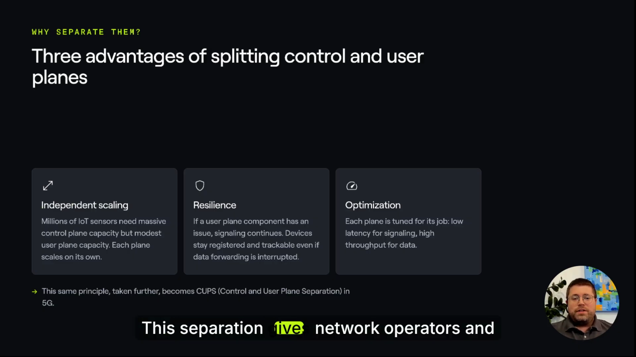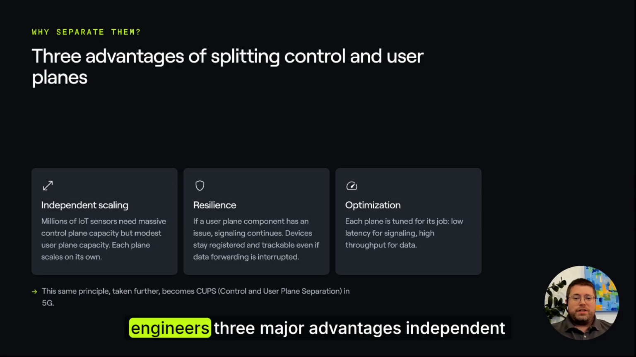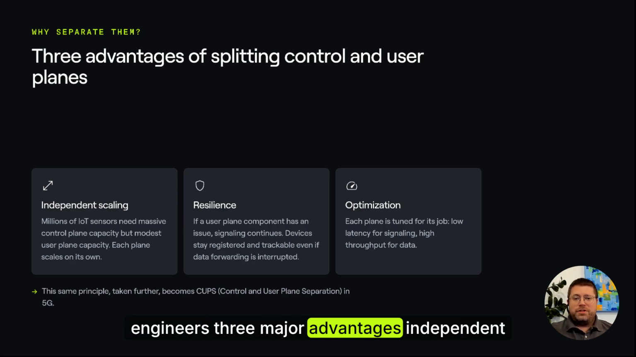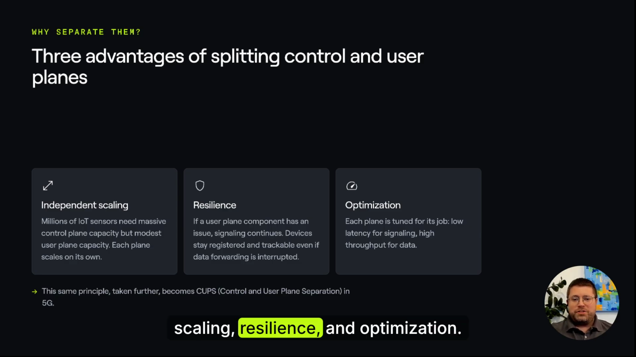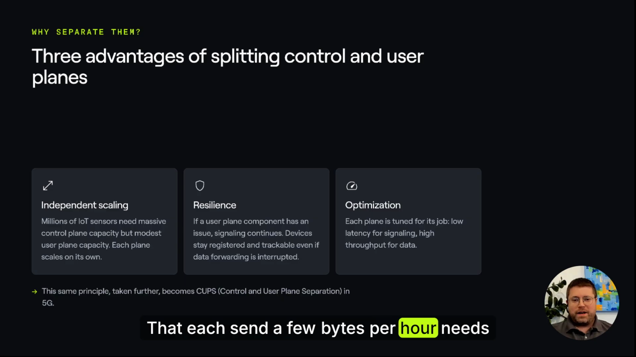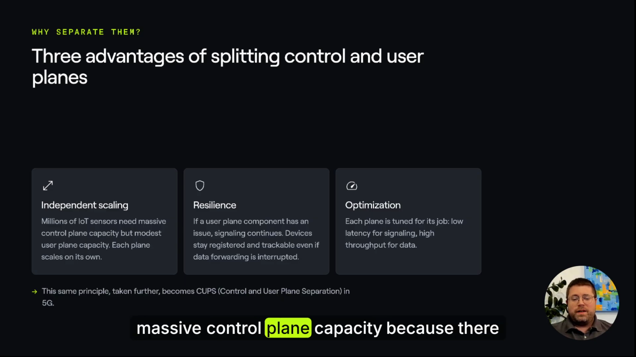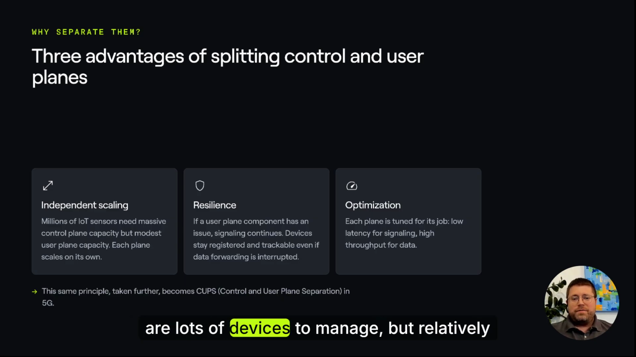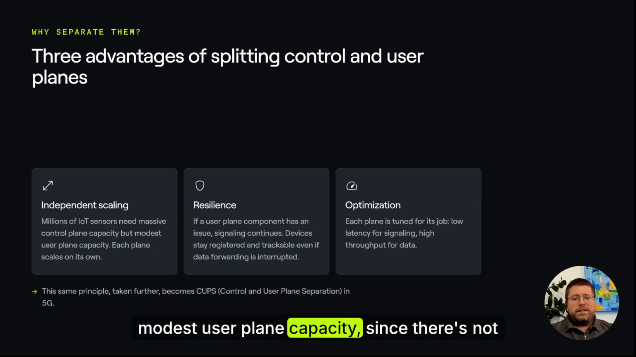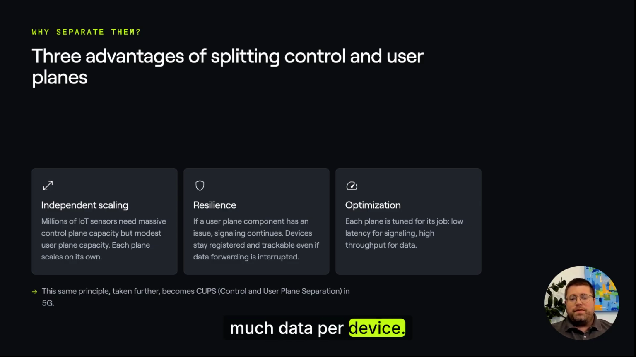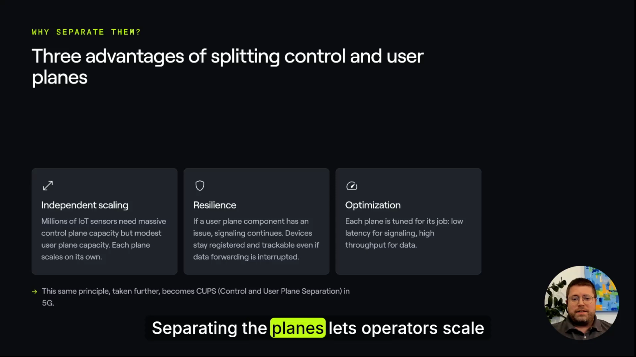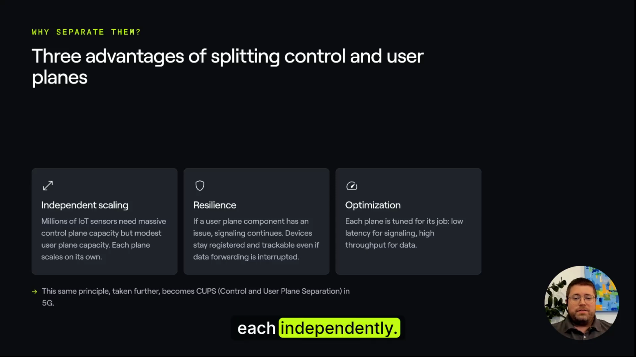This separation gives network operators and engineers three major advantages: independent scaling, resilience, and optimization. A network serving millions of IoT sensors that each send a few bytes per hour needs massive control plane capacity because there are lots of devices to manage, but relatively modest user plane capacity since there's not much data per device. Separating the planes lets operators scale each independently.